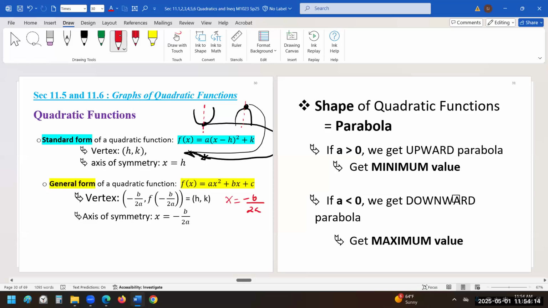Now we already know this. If your leading coefficient is positive, then we have an upward parabola. Like if you have x squared, we have an upward parabola, and we get a minimum in our function. If your leading coefficient is negative, like let's say negative x squared, then we have an upside down parabola and we get a maximum. So this is max and this is min.